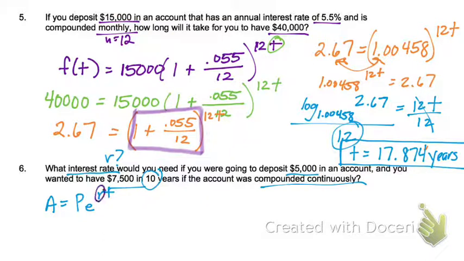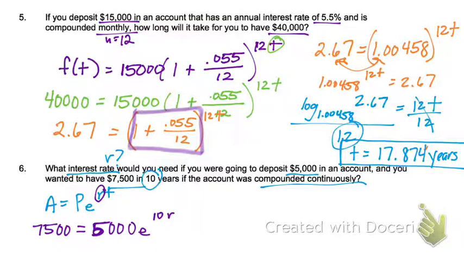I'm solving for R. I'm going to plug in everything else that I know. I know I want to end up with 7,500. I know I want to start with 5,000. E, I don't know my R, but I do know that my time is 10 years. So I'm going to actually write that as 10R. So I like my number first and then my variable.